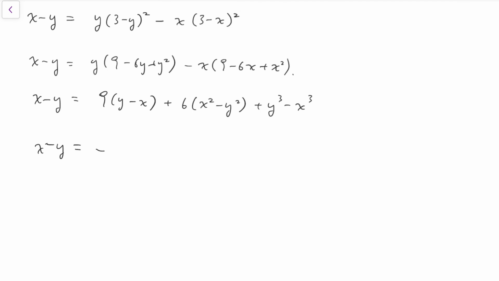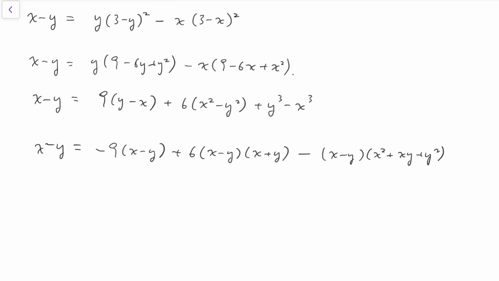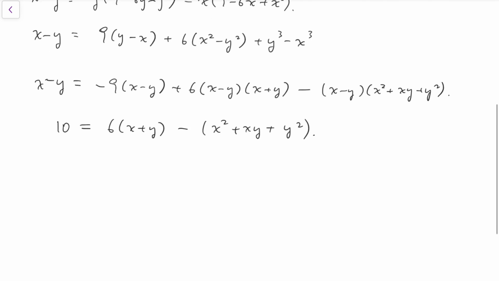So then all terms have a common factor of x minus y, so I'm going to take out the common factor, and now we can divide both sides by x minus y because we have assumed that x is not equal to y, so that means x minus y must be non-zero. So then we have 10 equals 6 times (x plus y) minus (x squared plus xy plus y squared).